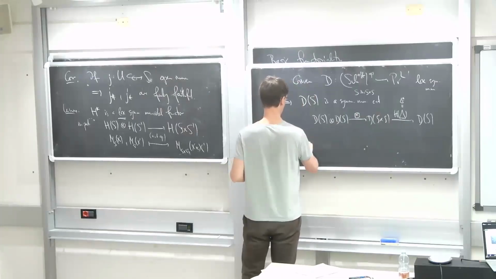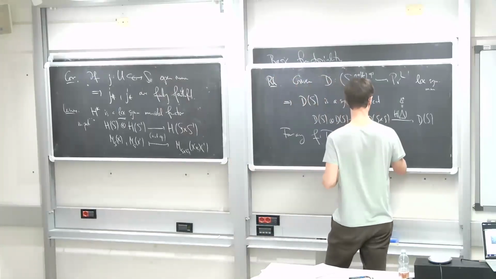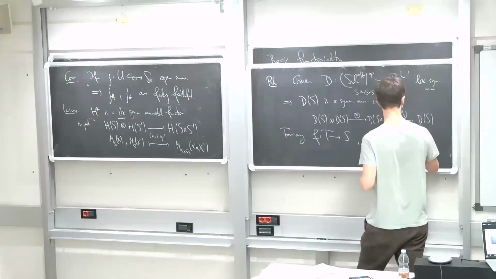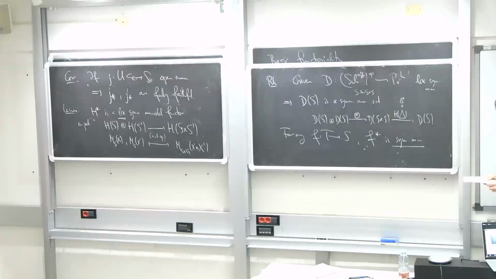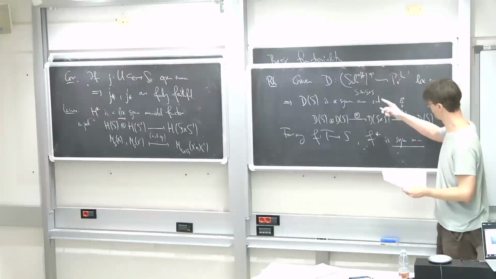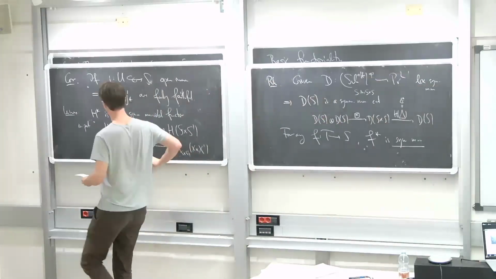But okay, anyway, that's a symmetric monoidal category, and for any f from T to S, this upper star is again a symmetric monoidal functor. Okay, so that's fine, and again following from this thing here. So we have these functors symmetric monoidal.